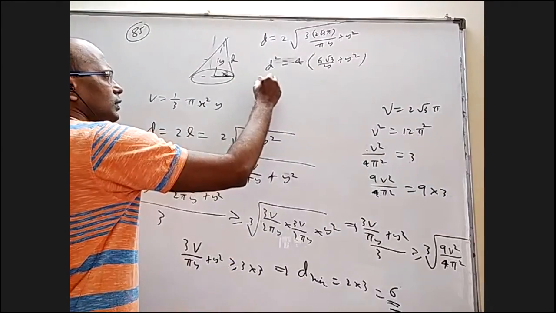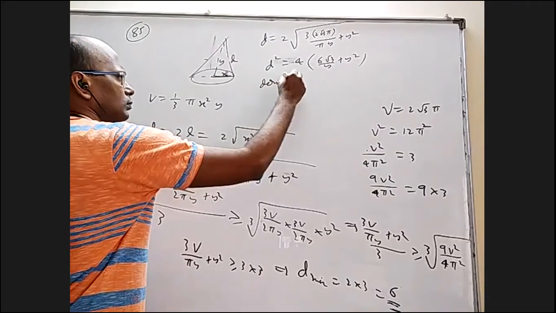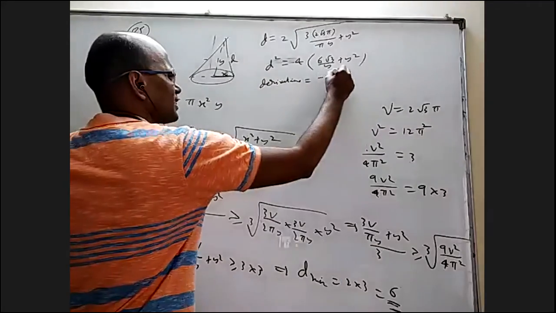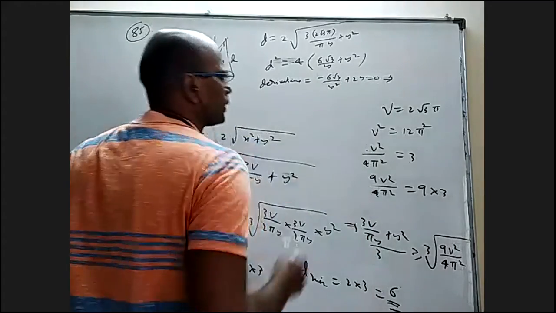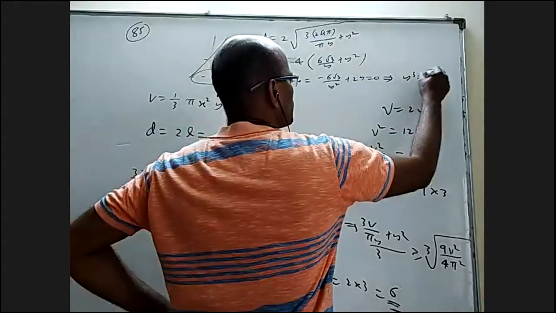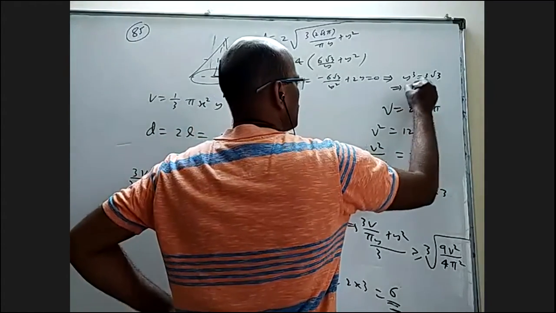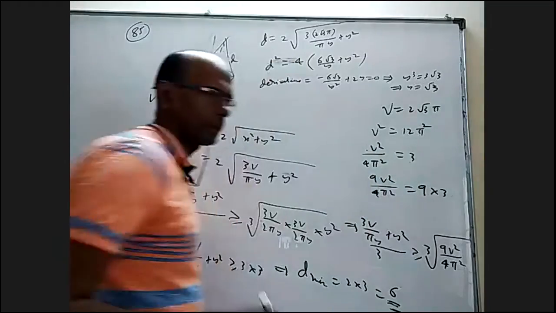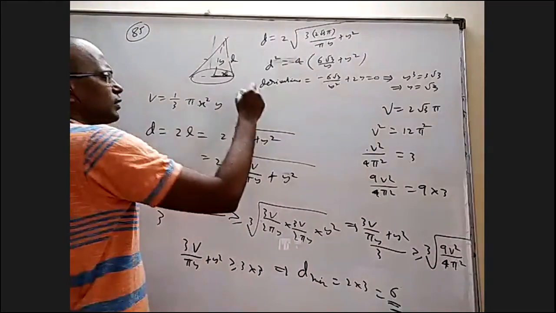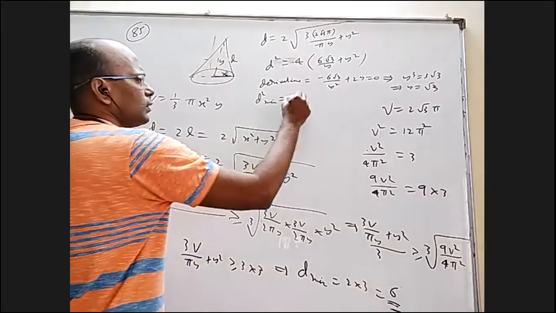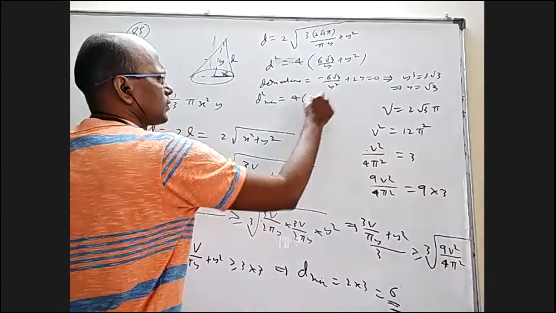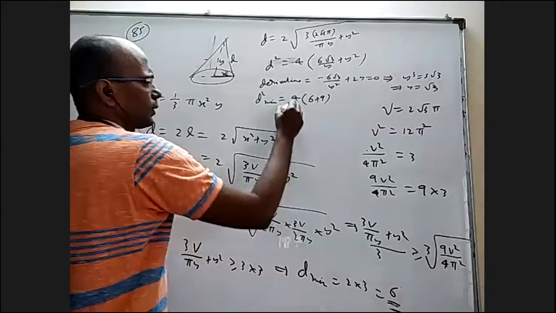So the derivative: minus 6 root 3 by y square plus 2y equal to 0. That is going to give you y cube is equal to 3 root 3, and y equal to root 3. When I put y equal to root 3, the square minimum will come. When I put root 3, it will be 6. When I put root 3, it will be 9.